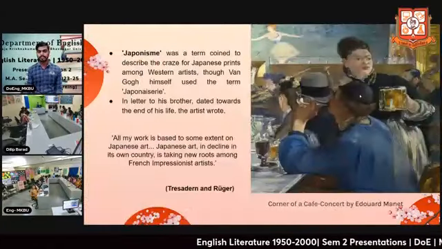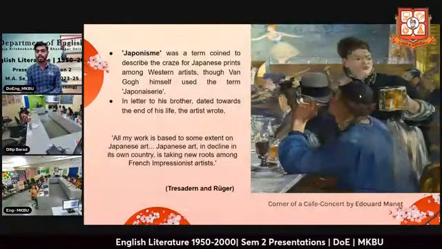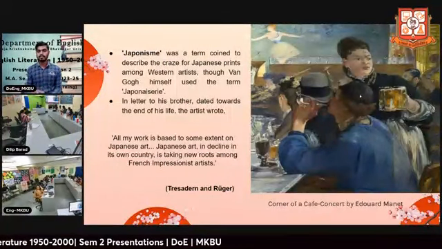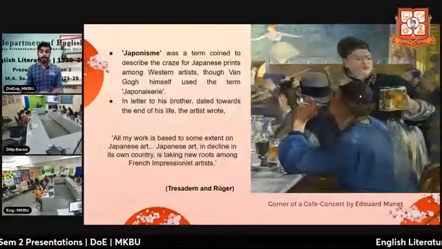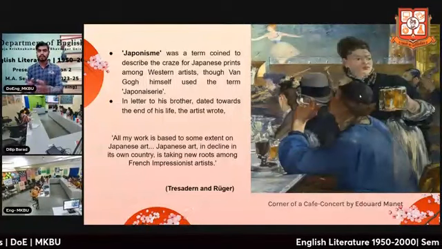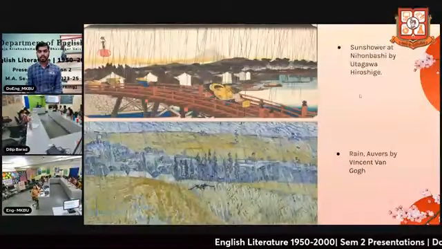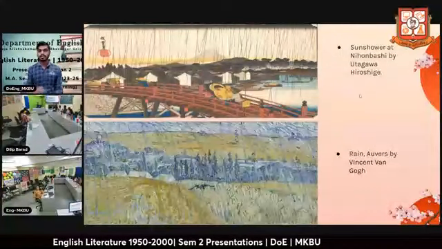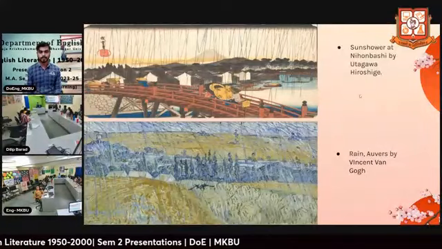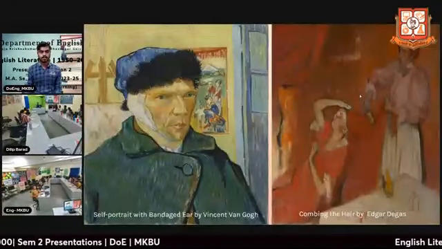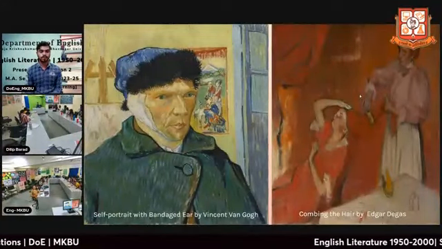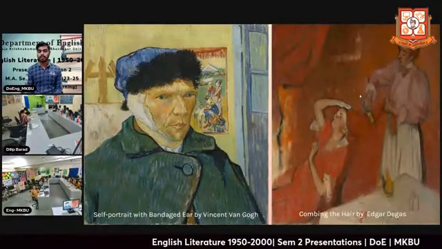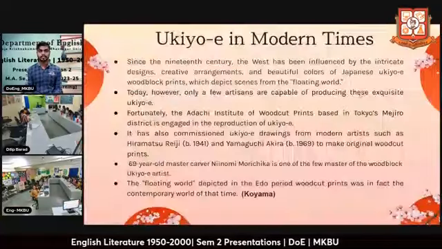And you can see the picture by Edouard Manet, A Corner of a Cafe-Concert. In this picture, there is a blend of Japanese art and Western art. And Vincent van Gogh was also influenced by Utagawa Hiroshige's painting. These are the paintings: Self-Portrait with Bandaged Ear by Vincent, and Combing the Hair by Edgar Degas.